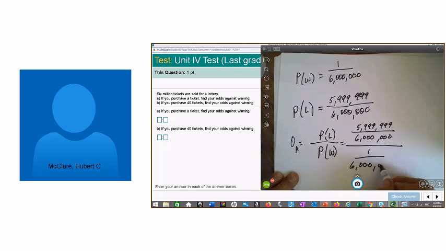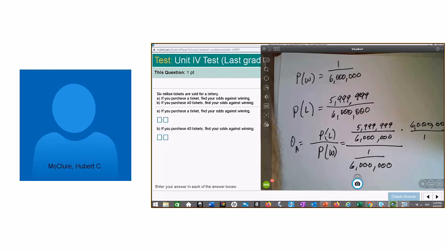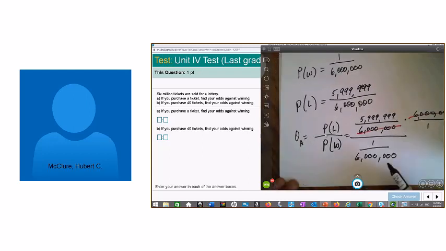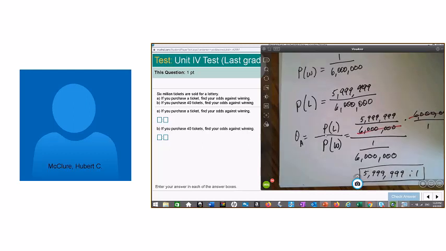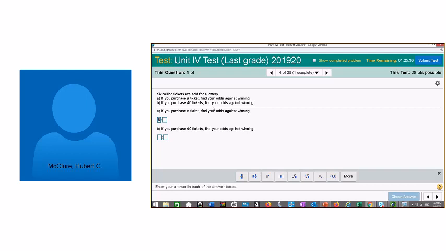And what do you do when you divide by a fraction? You multiply by the reciprocal. And what happens to the 6 million? They cancel. And you're left with 5,999,999 to 1. Now you could write that, though I'm not going to write it all on here. You could write it 5,999,999 over 1. You could write 5,999,999 with the word "to" and then 1. All right, so that's A. A would be 5,999,999 to 1.